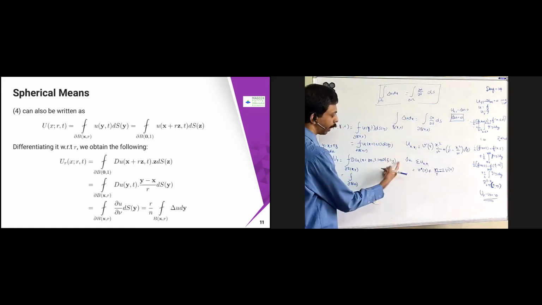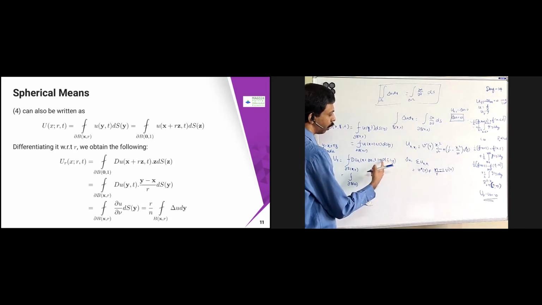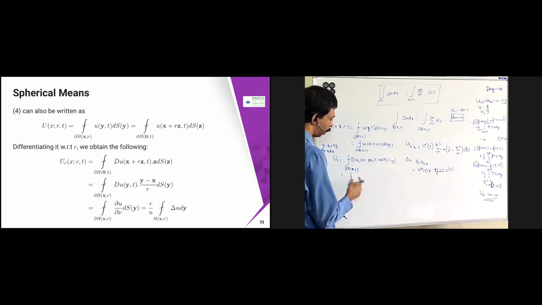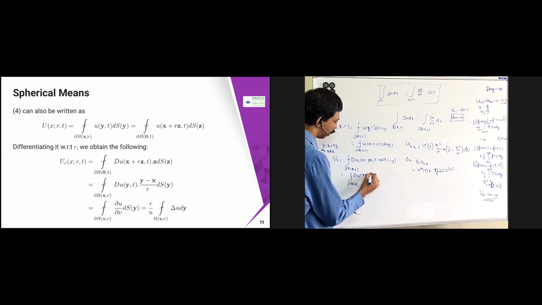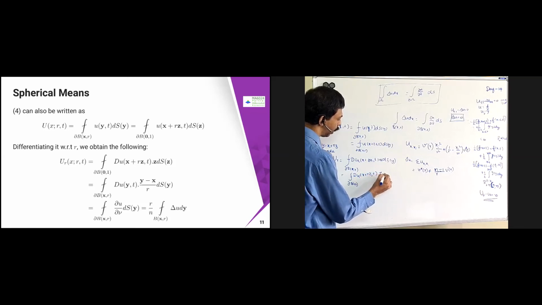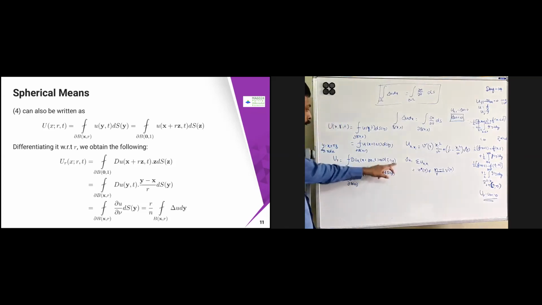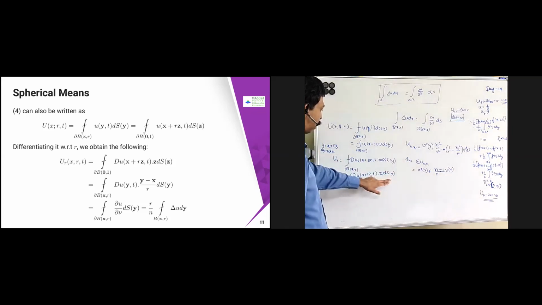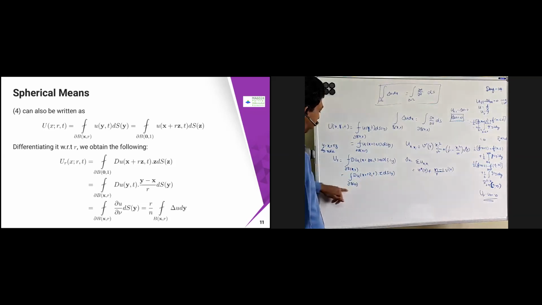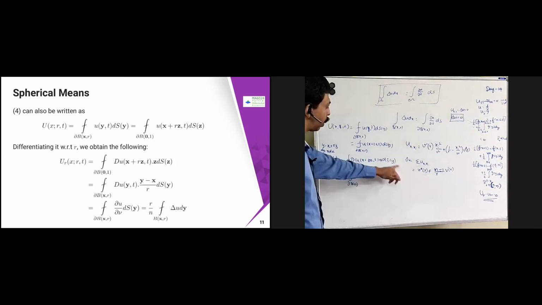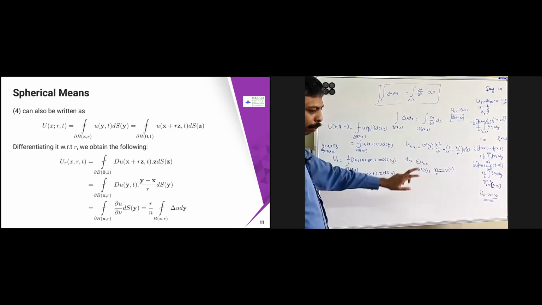S is already taking care of my volume, and this is going to take care of the surface. The difference between surface and volume is nothing but a multiplication by r. Therefore it becomes du of x plus r z comma t into z d of s comma y. I'm just putting s, y, and that's the reason r is being absorbed over here. If I were putting some volume, then you would have to multiply by something else.